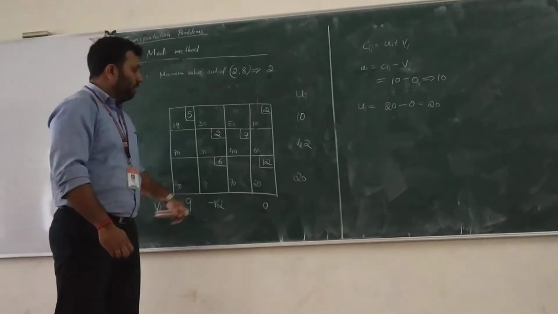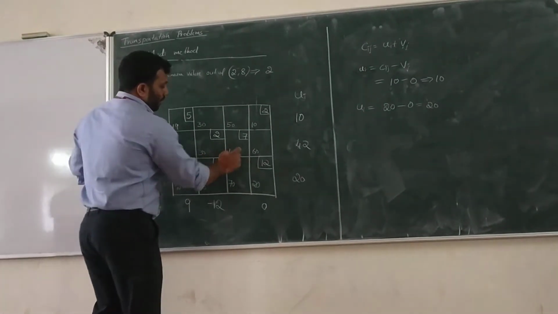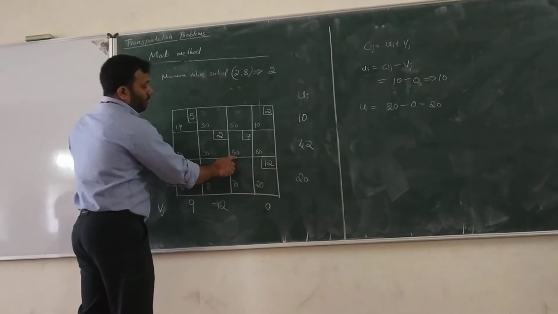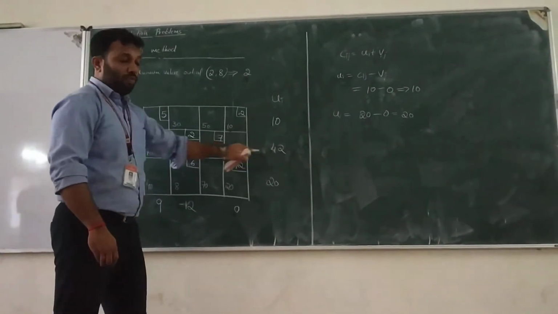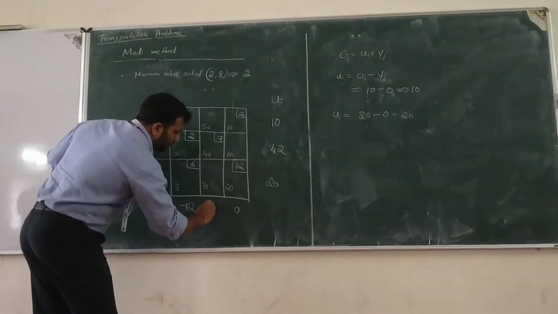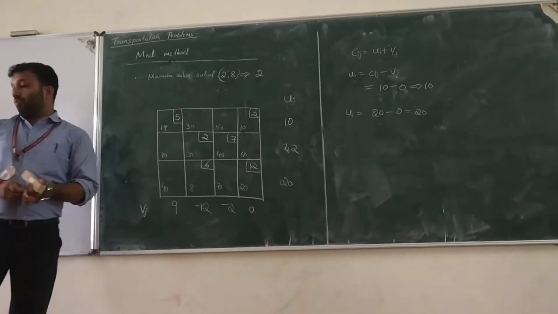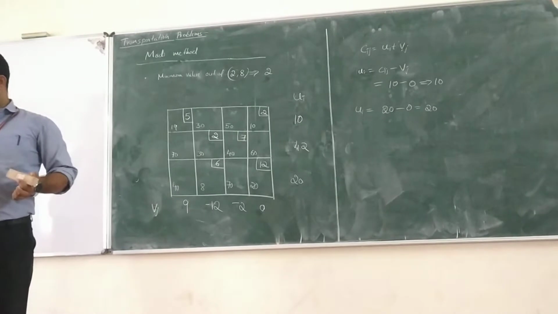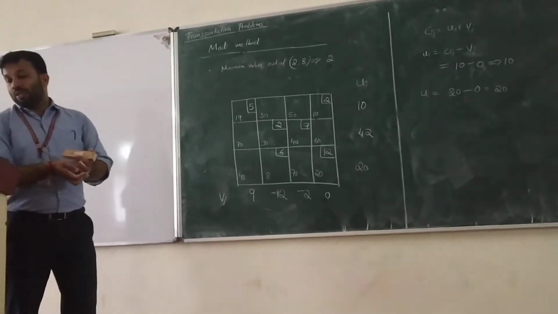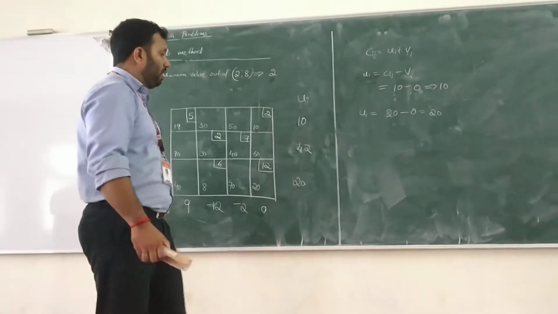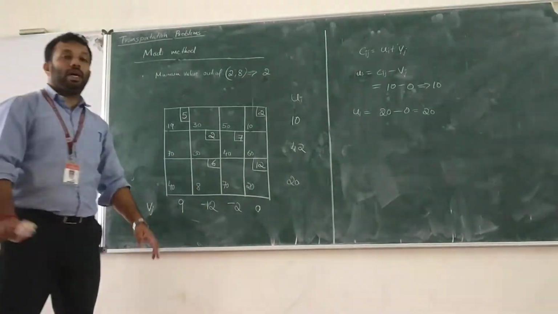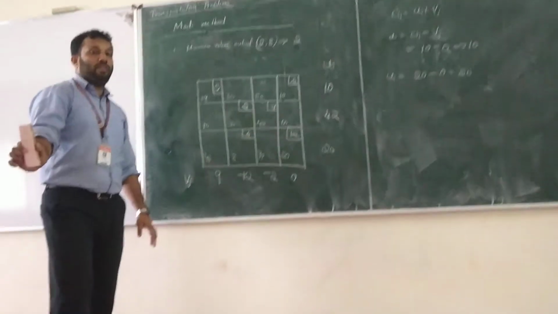And last one, we are left with this particular allocation. So here Cij value is 40. 40 minus 42. We will get that as minus 2. We will get the value as minus 2. So finally, we have arrived at this particular situation where we have got the Ui and Vj values.